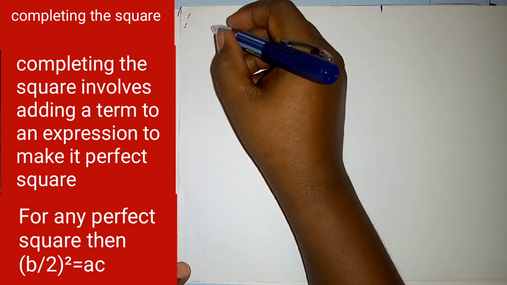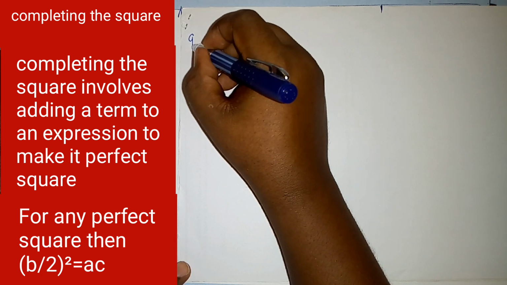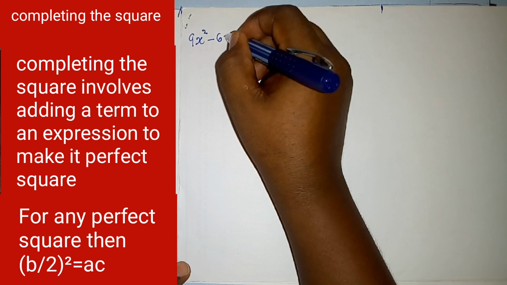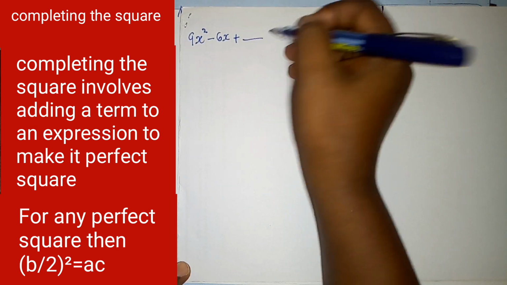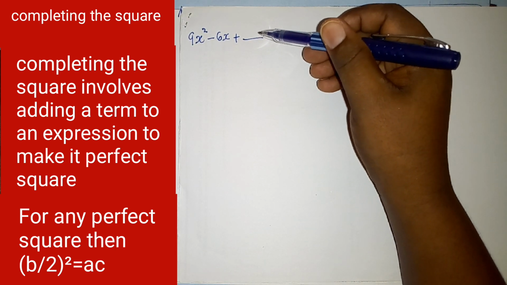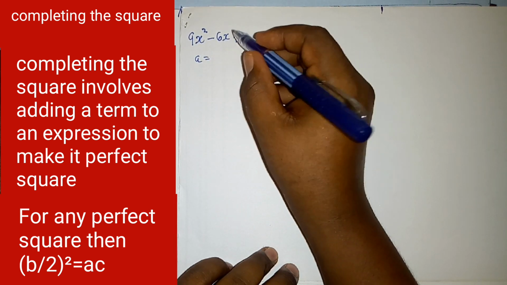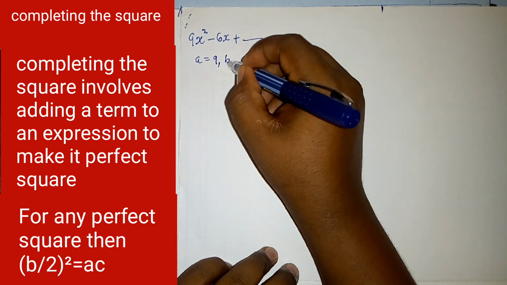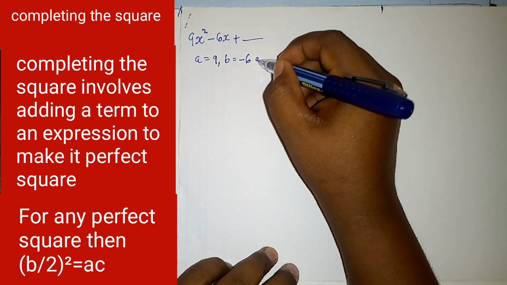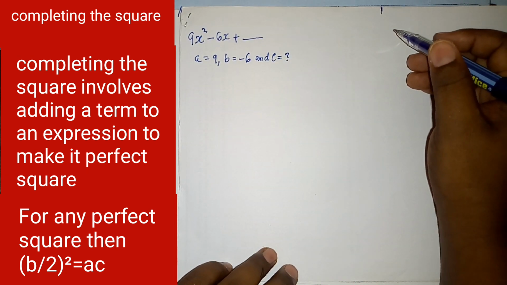For example, we have the expression 9x squared minus 6x plus dash. So in this case, the missing term is c. The value of a, which is the coefficient of x squared, is 9. The value of b, which is the coefficient of x, is -6, and the value of c is not known. Okay, so we have to get the value of c.